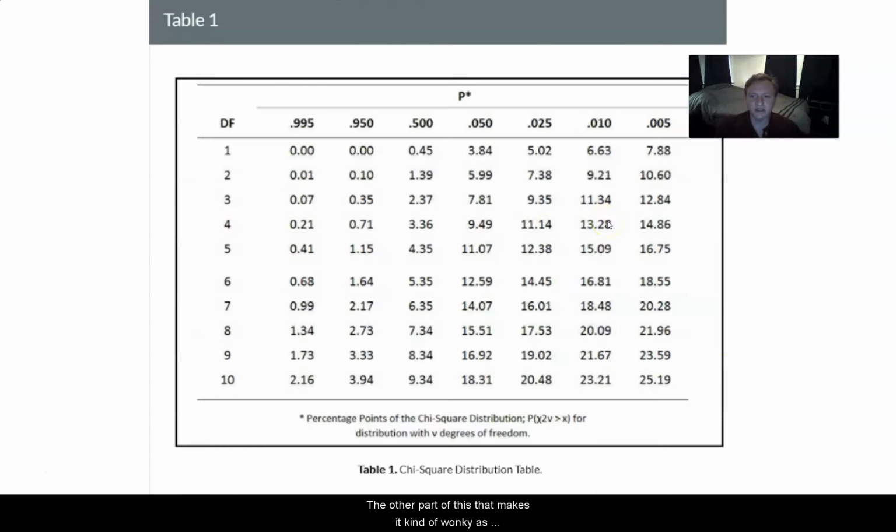Now, the other part that makes this kind of wonky is you have to do all these calculations, and then you have to consult this table to figure out where your calculation is even meaningful. And we're going to talk about how to use this table, and again, hopefully we'll make this a little less scary.